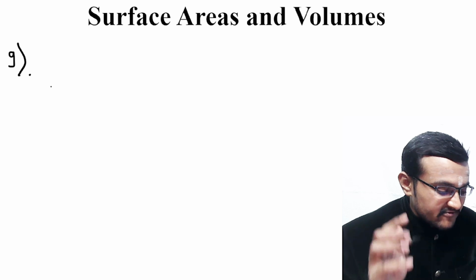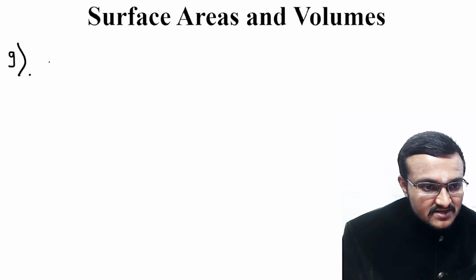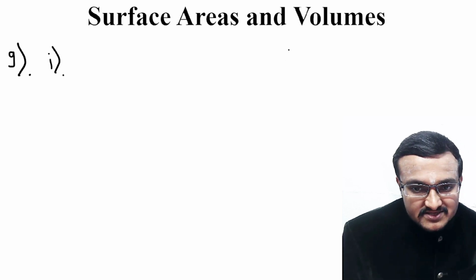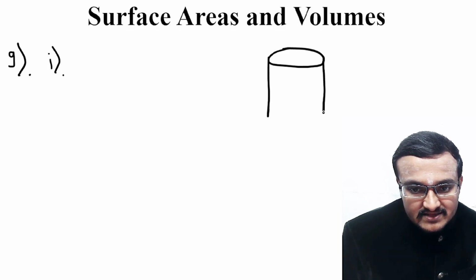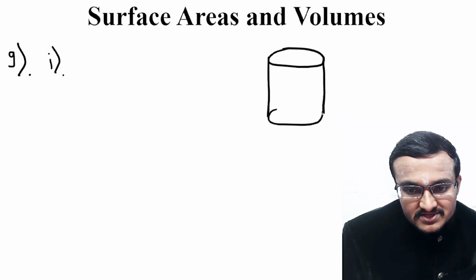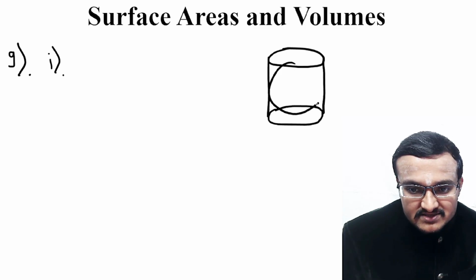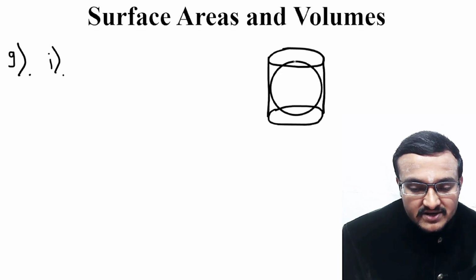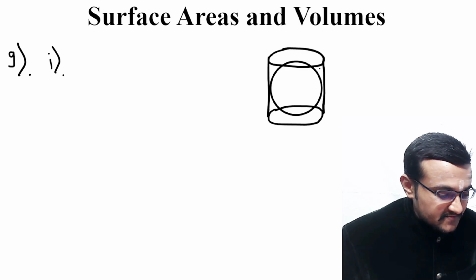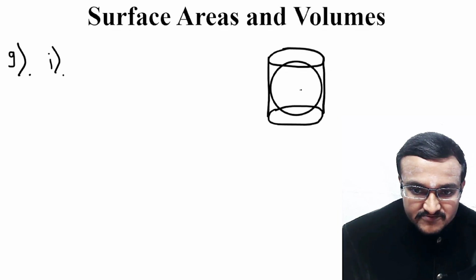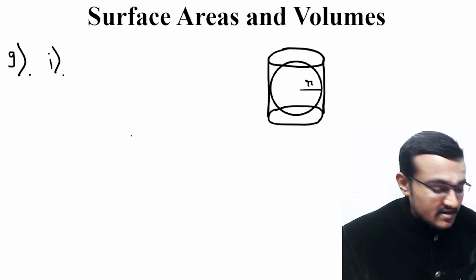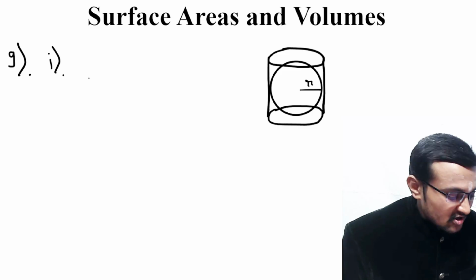So in 9th question, there is a right circular cylinder where it encloses a sphere of radius r. So now you have to find out 3 things in this 9th question. So here there is a cylinder like this which encloses a sphere inside this cylinder. Now the radius of this sphere is r.